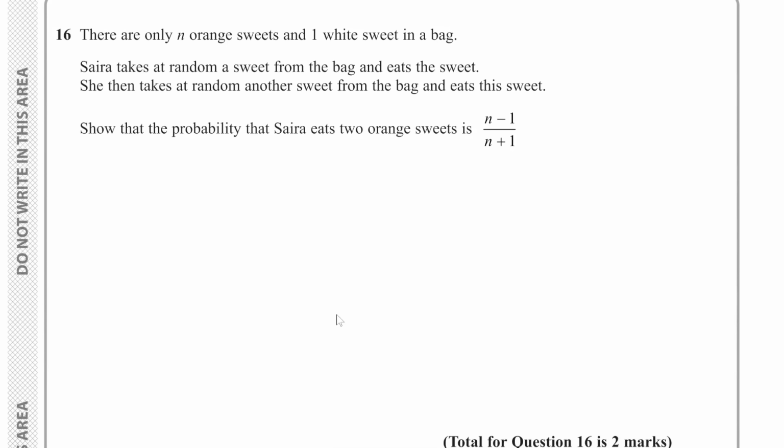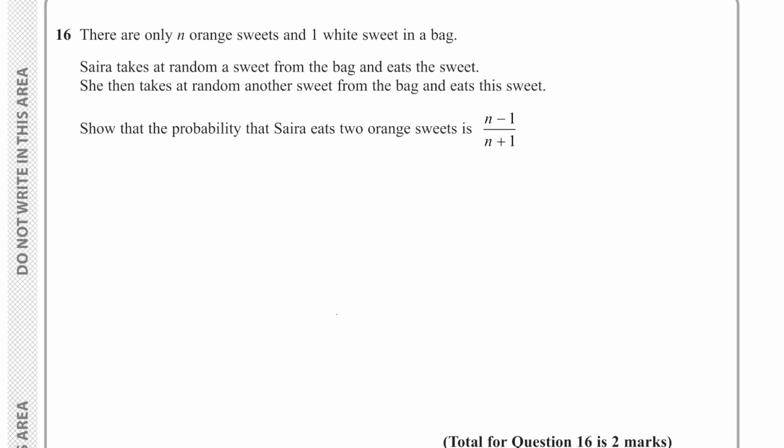Question 16. There are only n orange sweets and 1 white sweet in a bag. Sarah takes at random a sweet from the bag and eats the sweet. She then takes at random another sweet from the bag and eats this sweet. So the probability Sarah eats 2 orange sweets is (n minus 1) over (n plus 1).